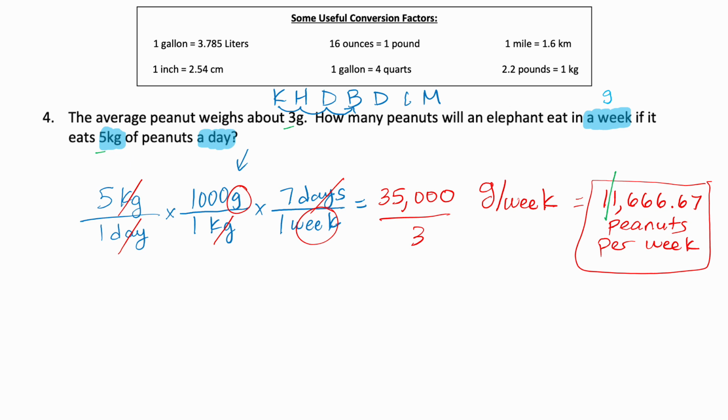And then 1 does not round up. So we'd end up having 10,000 peanuts per week. This is a great example of why scientific notation is going to lead to a precision in your data, because if you look at this, 10,000 peanuts per week is much different than 11,666 peanuts per week. So even though in terms of rules, you would answer in 10,000 peanuts per week, it's not necessarily the most accurate way to answer.